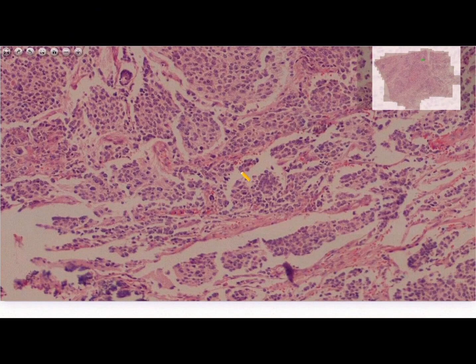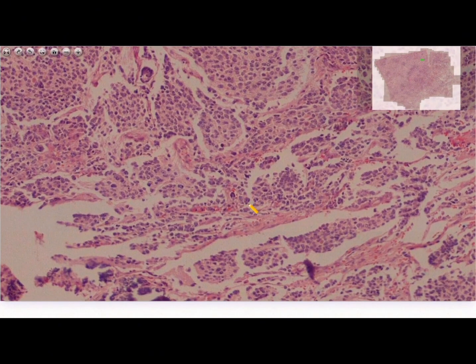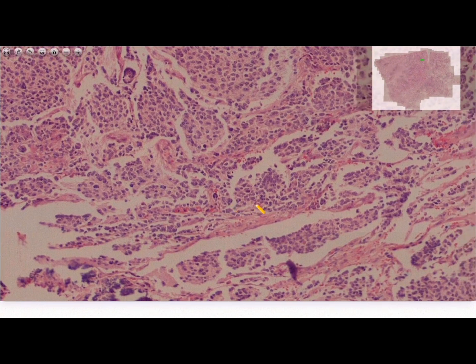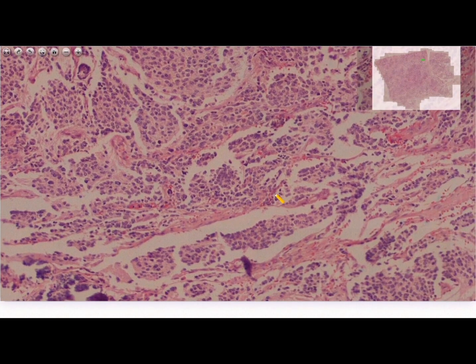Here is another example of karyorrhexis. You can see this cell here, in which the nucleus is broken down into 3 segments, 1, 2, and 3. Another karyorrhexis example is just right here. The nucleus is broken down into 1, 2, 3, 4 segments. Another one here into 1, 2, 3, 4 segments.